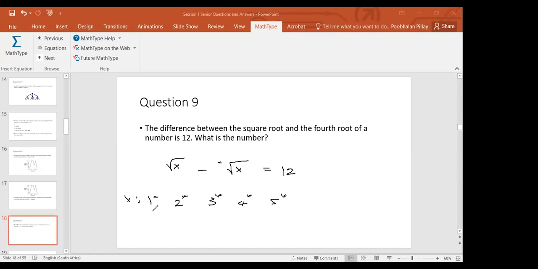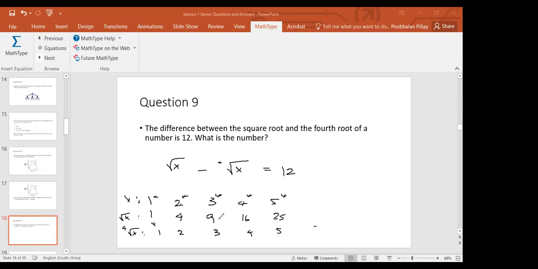Okay. Now, what are the square roots? The square roots of these numbers are 1, and here it will be 2 squared, and here it will be 3 squared, and here it will be 4 squared, and here it will be 5 squared. So these are the square roots of x, and the fourth roots of x are, well, it's easy. It's 1, 2, 3, 4, 5, and so on. Right? Because the fourth root of a fourth power is just the original. And the differences are, you can see, the difference is 0 here.